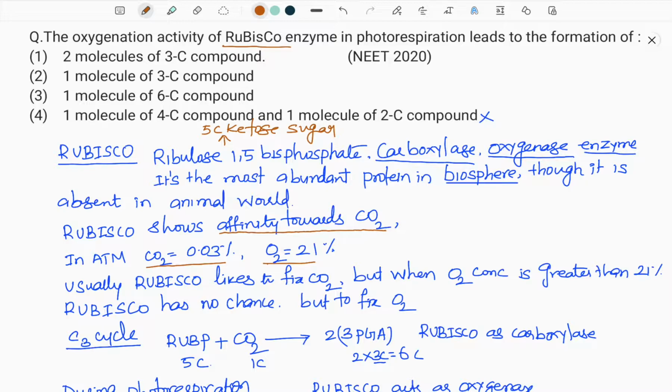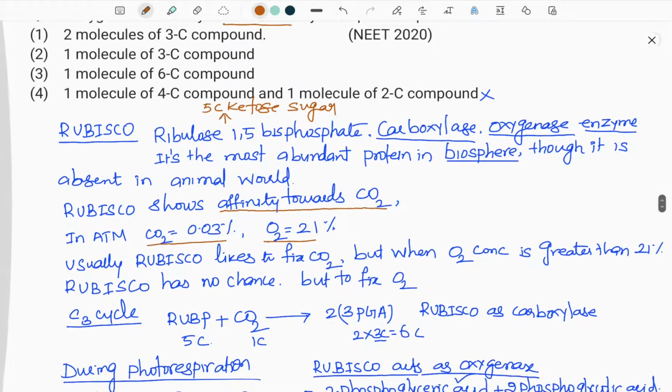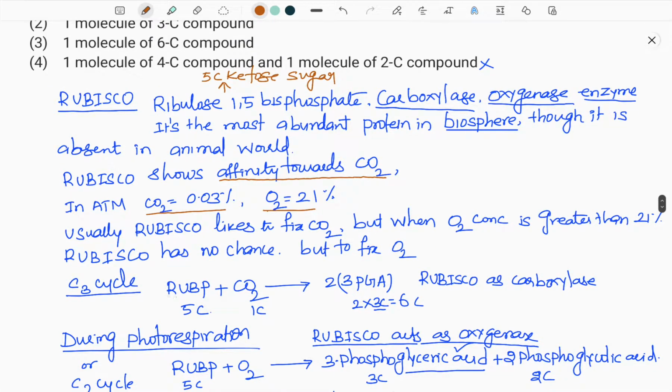What happens when Rubisco fixes carbon dioxide, and what happens when Rubisco fixes oxygen? Let us see. When it fixes carbon dioxide, the normal C3 cycle takes place. Here, this is RuBP plus carbon dioxide in the presence of Rubisco, where Rubisco acts as carboxylase. There, two molecules of 3-phosphoglyceric acid are formed. Each phosphoglyceric acid is a 3-carbon organic acid.